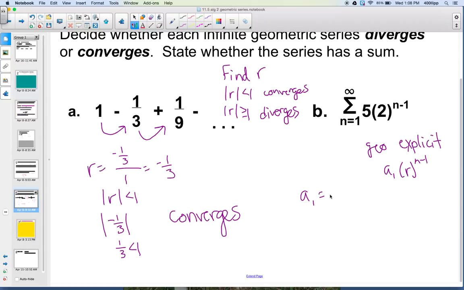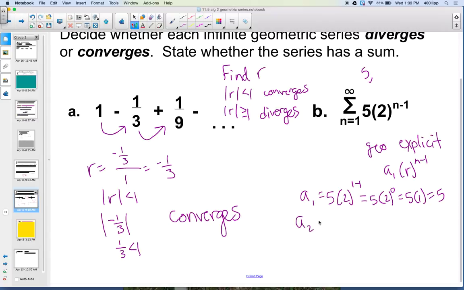So a sub 1, I'm going to plug in 1 for n, 2 to the 1 minus 1. Okay, so I'm going to evaluate that. So this is 2 to the 0, because 1 minus 1 is 0. Anything to the 0 is a 1. And 5 times 1 is 5. So my first term is a 5.